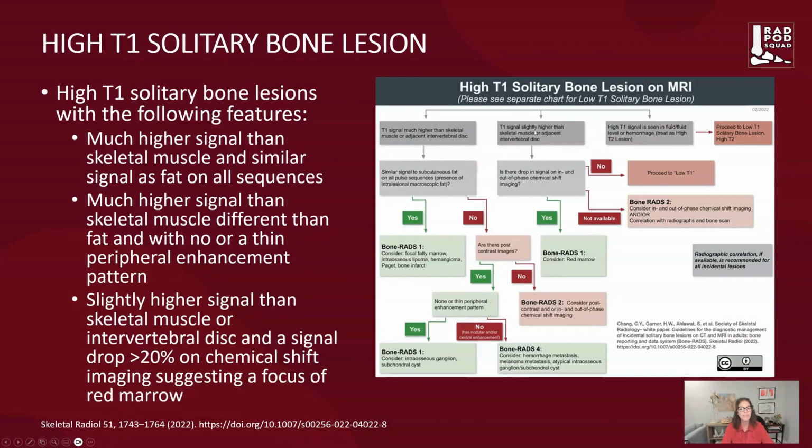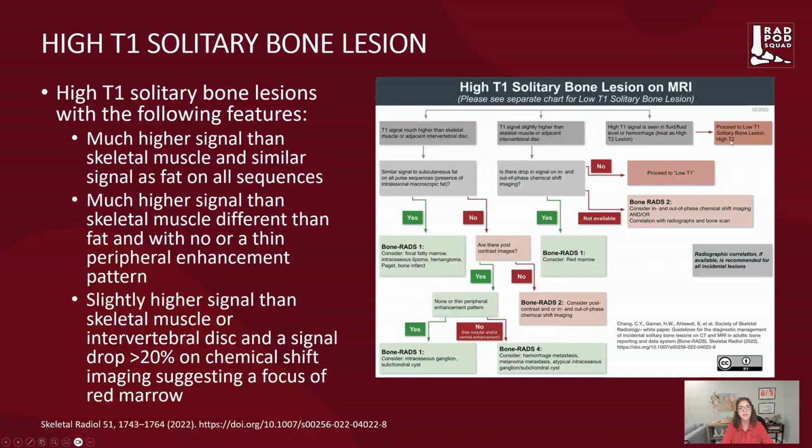And you can see if the T1 signal intensity is higher than skeletal muscle or the adjacent disc, and there is a dropout in signal, that helps us as well. If there's a drop in signal on out of phase imaging, that helps us to determine whether or not there's a Bone-RADS category 1 red marrow. If it's not available, that we haven't done that type of sequencing, then we can either bring them back and do in and out of phase chemical shift imaging, or we're going to get x-rays and a bone scan to help work that out.